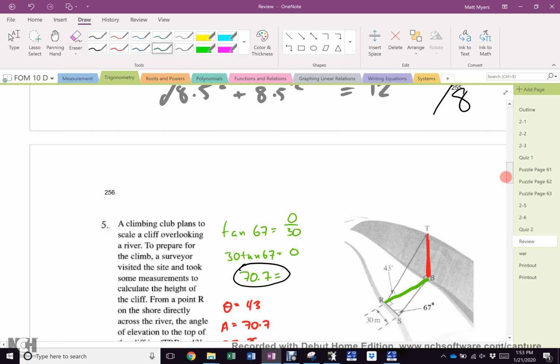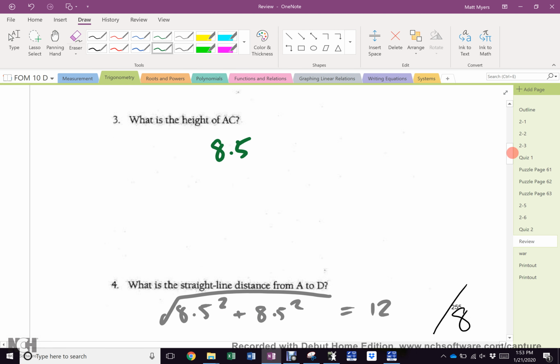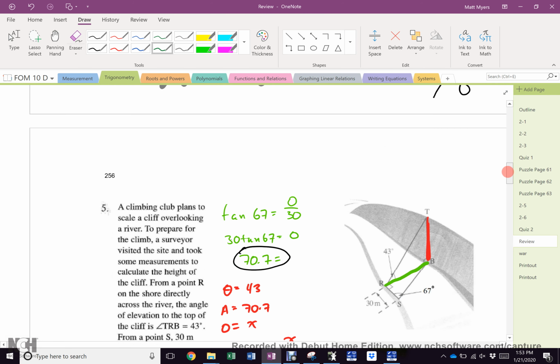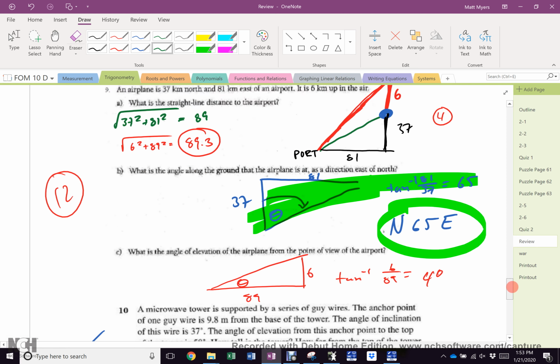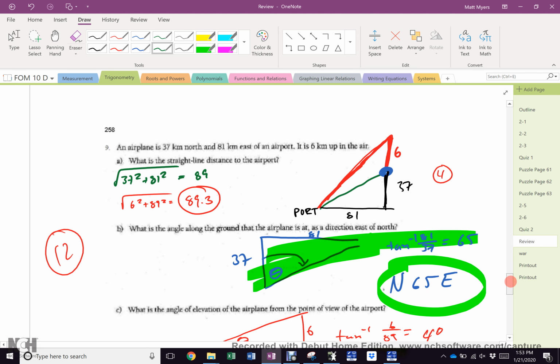I warned you that number... Oh, you guys have a different order, I think. Is your number 5... Your number 5 is the airplane one, which I think I took out... Nope, there's the airplane one. Your number 5 is my number 9.